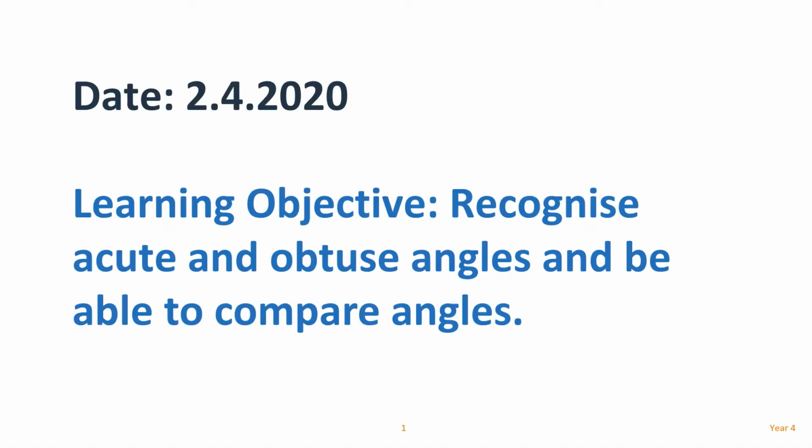The learning objective for today then is to recognize acute and obtuse angles and be able to compare different angles. I'm not expecting you to know what these are yet, and I'm going to go over what another kind of angle is that we've already spoken about. That's right angles, but hopefully by the end of this lesson you will know what acute angles and obtuse angles are.